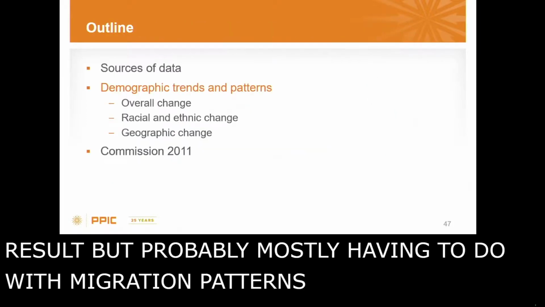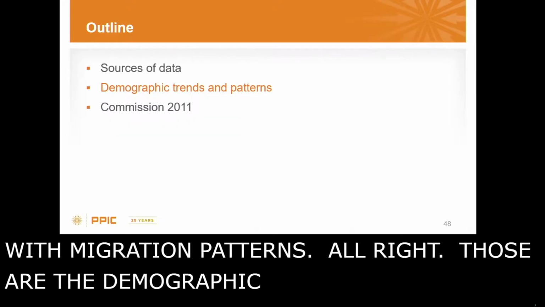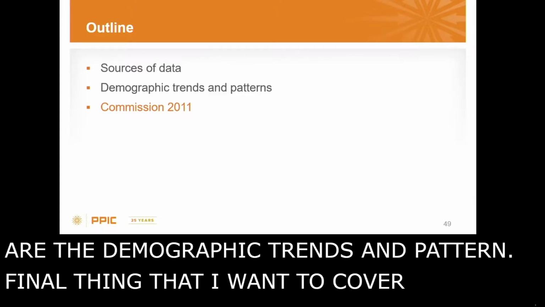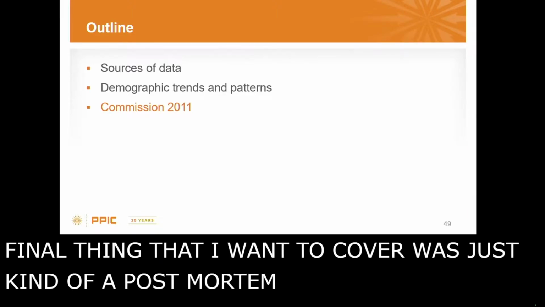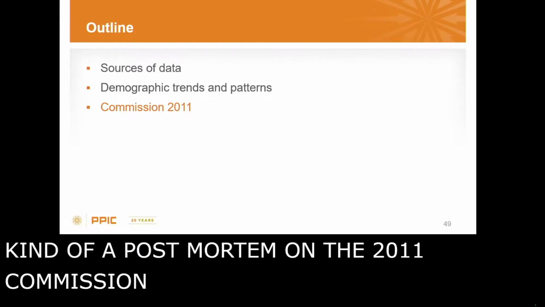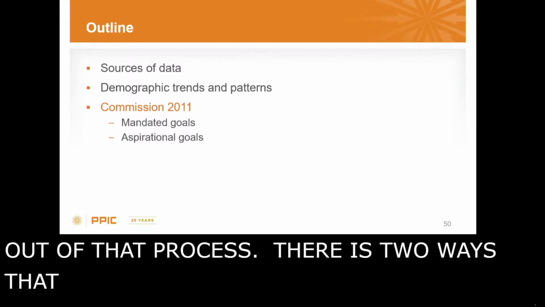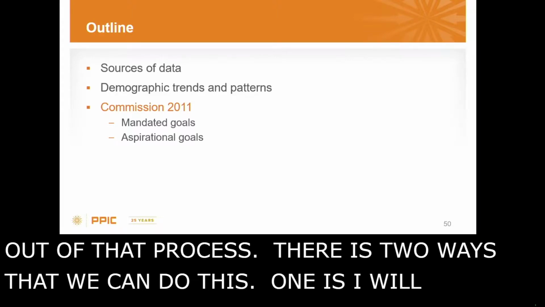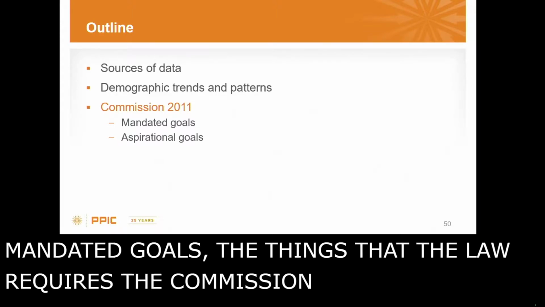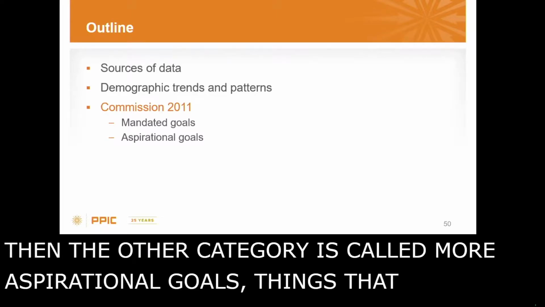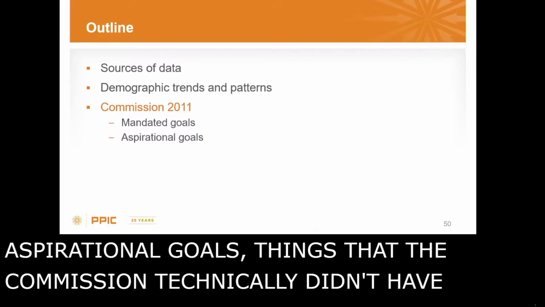All right, so those are the demographic trends and patterns. The final thing I wanted to cover was a post-mortem on the 2011 commission, so you have some sense of what came out of that process. There are two ways that we can do this. One is what I'll call mandated goals, the things that the law requires the commission to achieve. The other category is what I'll call aspirational goals, things that the commission technically didn't have to do, but that a lot of people hoped they would do. So how did they perform on those?